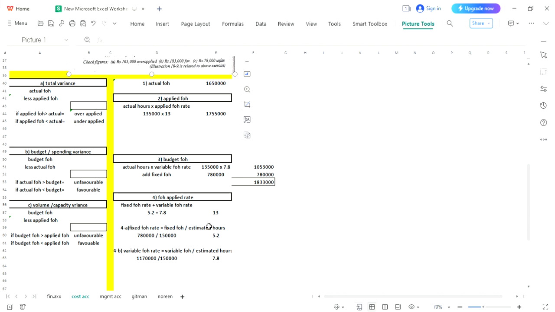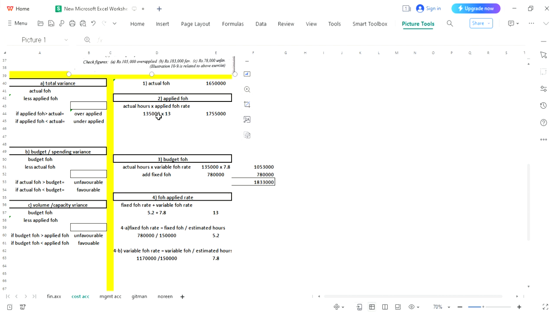We have calculated all the rates according to formulas, and then we have calculated our third step, which was budget FH. It has also been calculated, 18,33,000. Then there was a second step, calculation of applied FH. It has also been completed. Actual FH was given in the question. So your right page has been completed. So you may take a screenshot over here.